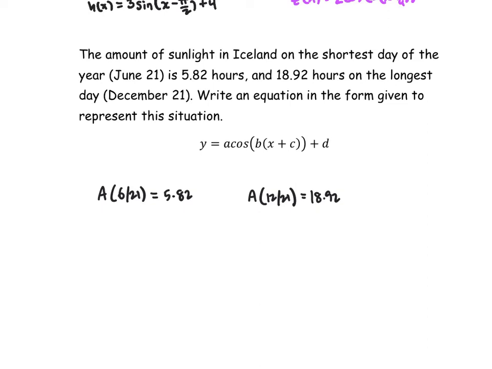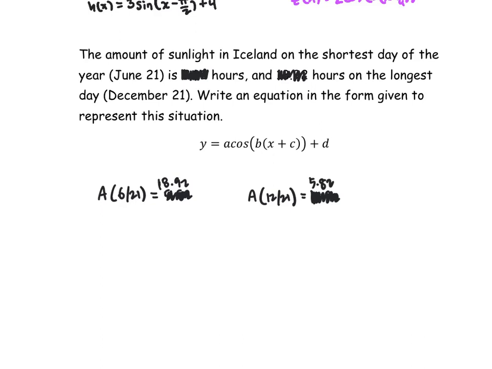This can't be right. Yeah, let's flip-flop these. There's no way the shortest day is in June. Or is that because it's in the northern hemisphere? I don't know. I don't even care. I'm going to flip-flop those two. So I'm going to put 18.92 as the longest day and 5.82 as the shortest day.